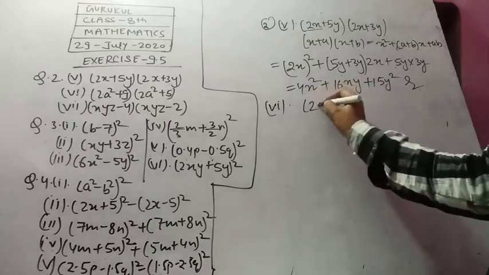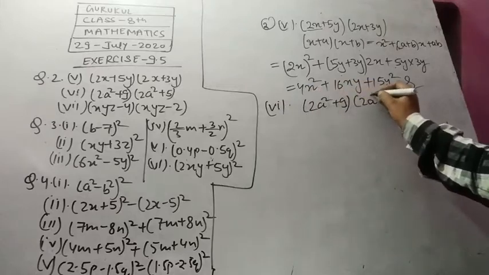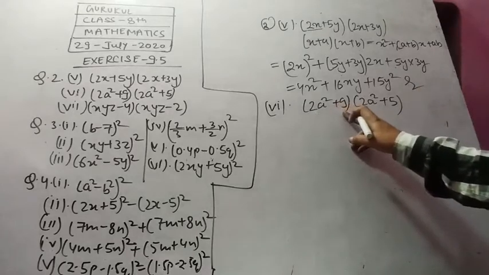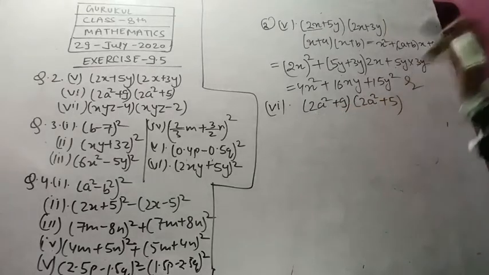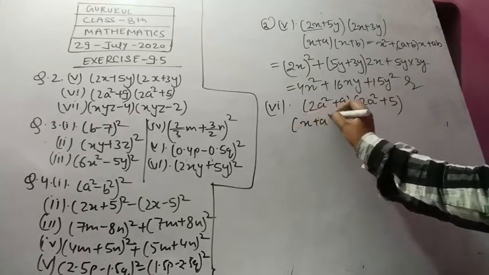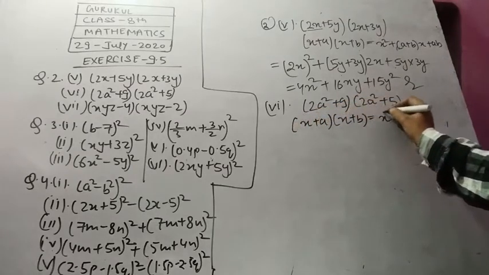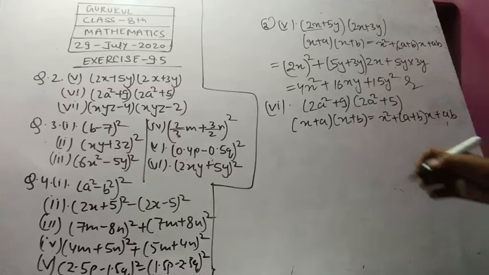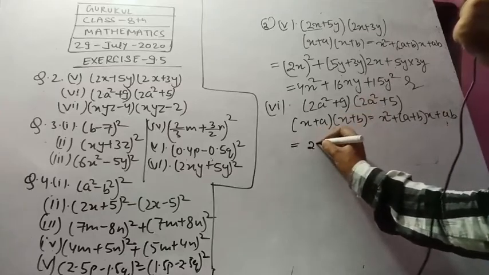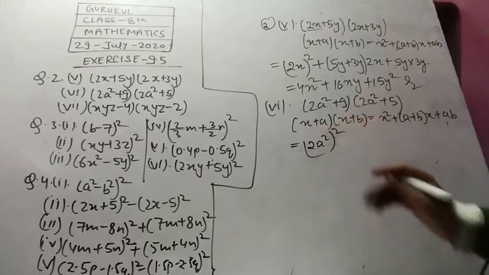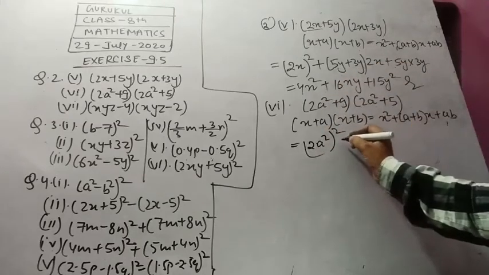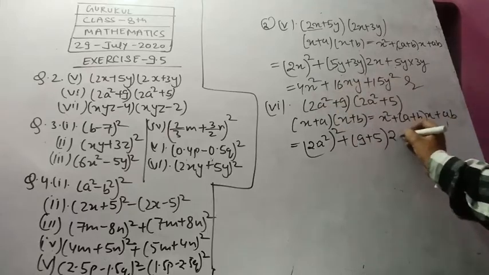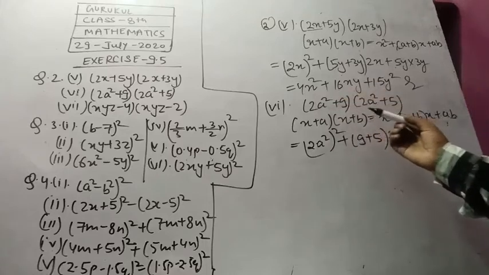That is (2a² + 9)(2a² + 5). Now you can compare this: x is 2a², a is 9, b is 5. So (x + a)(x + b) = x² + (a + b)x + ab. Apply the same identity here. So this will be (2a²)² plus (9 + 5) into 2a² plus ab, where a is 9 and b is 5.